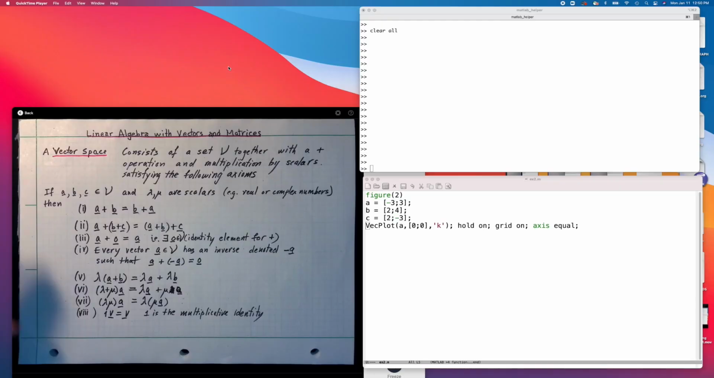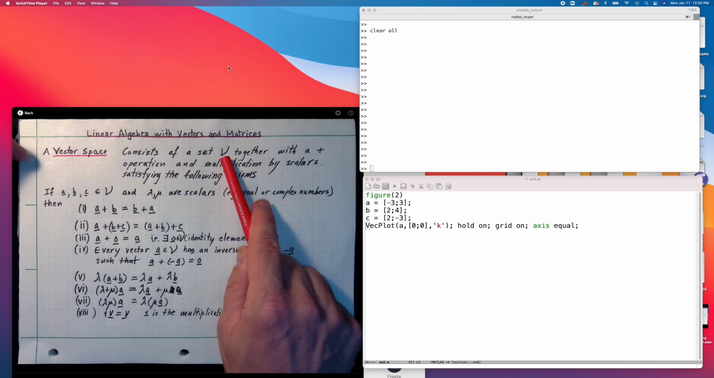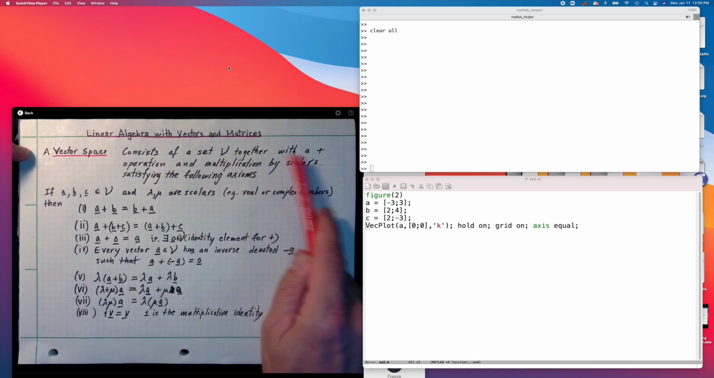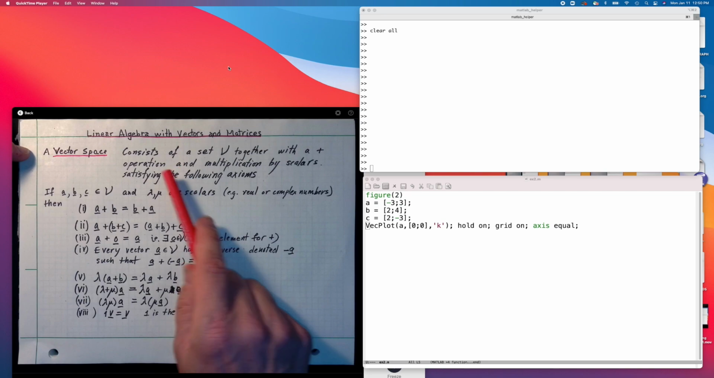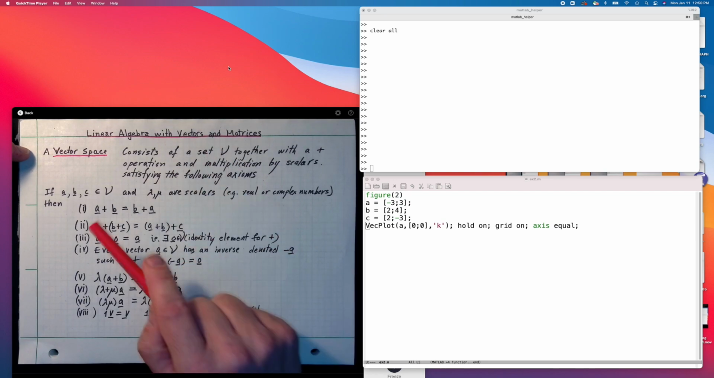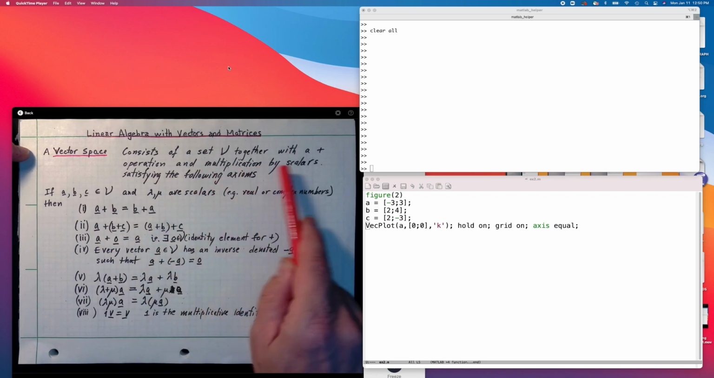All right, in this video, we're going to review the properties of a vector space, a linear vector space, and then we're going to define what the dot product is. On this sheet of paper, I've defined what a vector space is. A vector space consists of a set, the set of vectors, equipped with an addition operation, so you can add the vectors, and you can also multiply vectors by scalars.